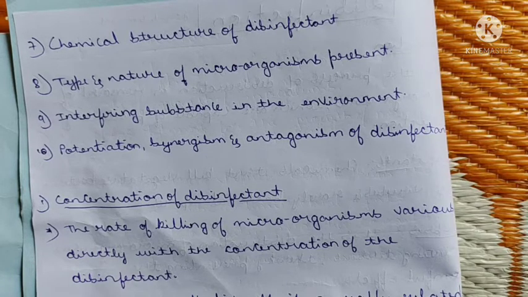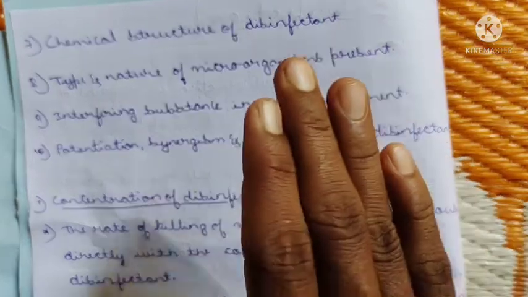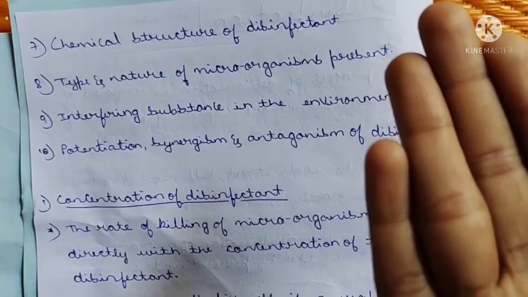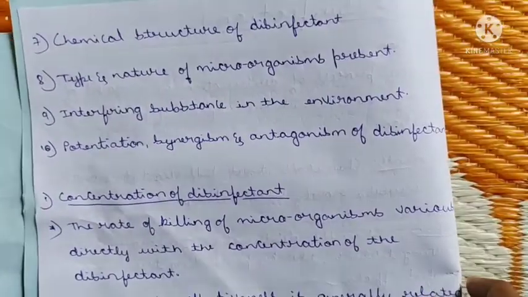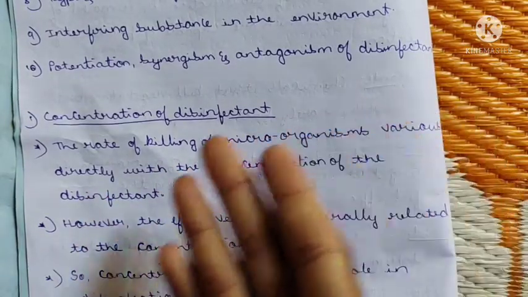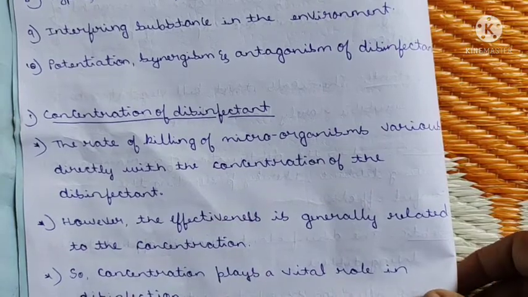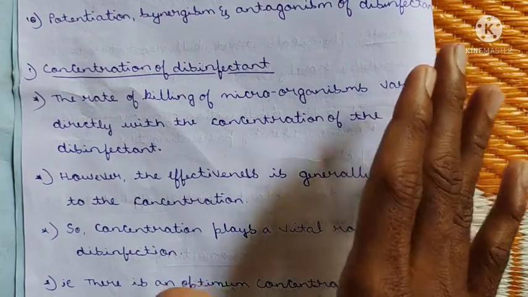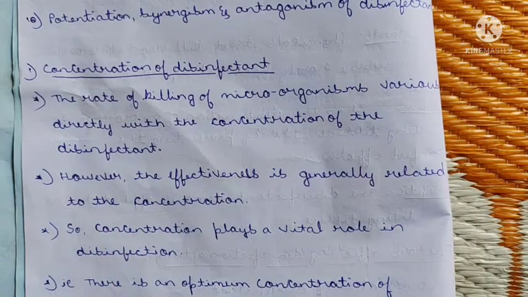You remember one thing: if the concentration of the disinfectant is more, if it is more concentrated, then the growth of microorganisms is less. If concentration is more, growth of microorganisms is less. If concentration of the disinfectant is less, growth of microorganisms is more. The rate of killing of microorganisms varies directly with the concentration of the disinfectant. However, the effectiveness is generally related to the concentration, as I have told you. So the concentration plays a vital role in disinfection.